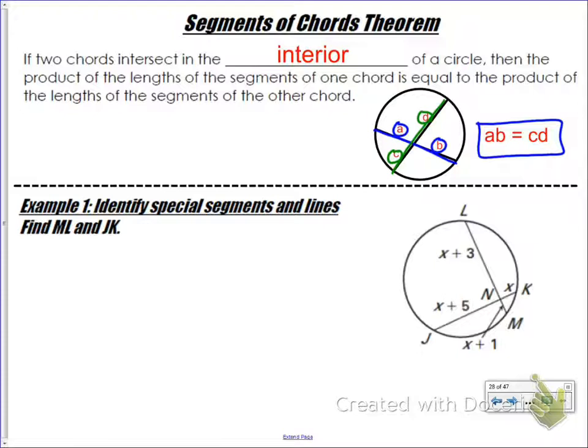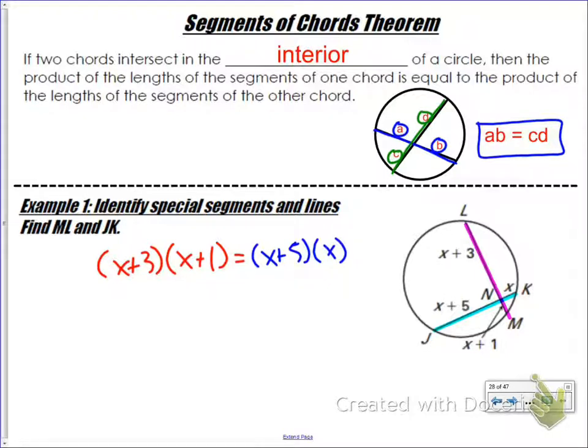So in example 1 down here, we have two chords. We have LM and JK, and they're intersecting at point N, and we want to find the length of ML and JK. If we take a look at ML first, we see that ML is broken up into LN and MN. If I do part 1 times part 2, part 1 would be LN, that would be x plus 3, times part 2 of that chord, which is MN, or x plus 1. That's going to be equal to, for JK, the two parts JN and NK. JN is part 1, that'll be x plus 5, times part 2, which would be NK, which would just be x.